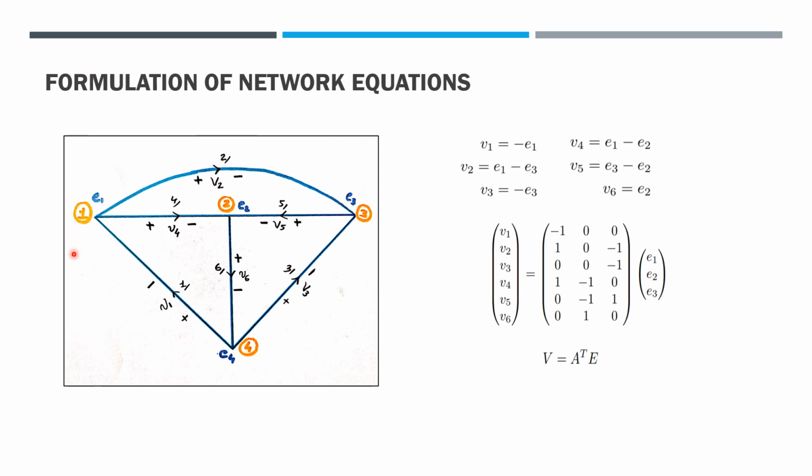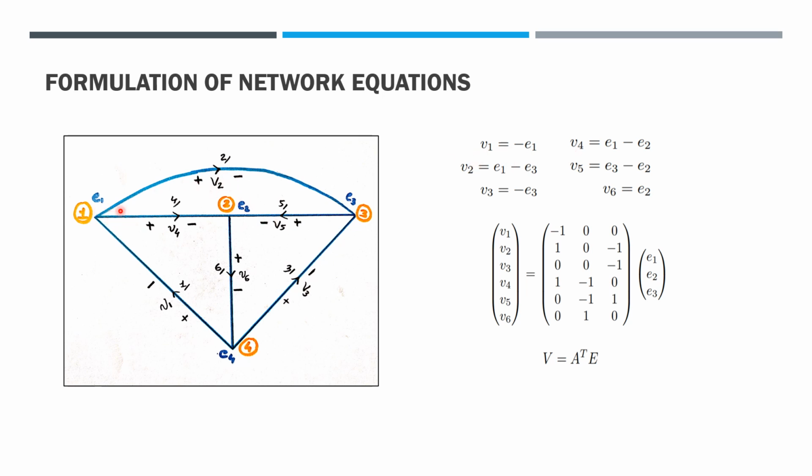In the graph, nodal voltages are represented by small e and branch voltages are represented by small v. Direction of branch voltage is taken in direction of branch current. Let's derive relation between nodal voltages and branch voltages. If we assume that node 4 is grounded, then E4 will be 0. Then V1 is equal to E4 minus E1, is equal to 0 minus E1, is equal to minus E1.